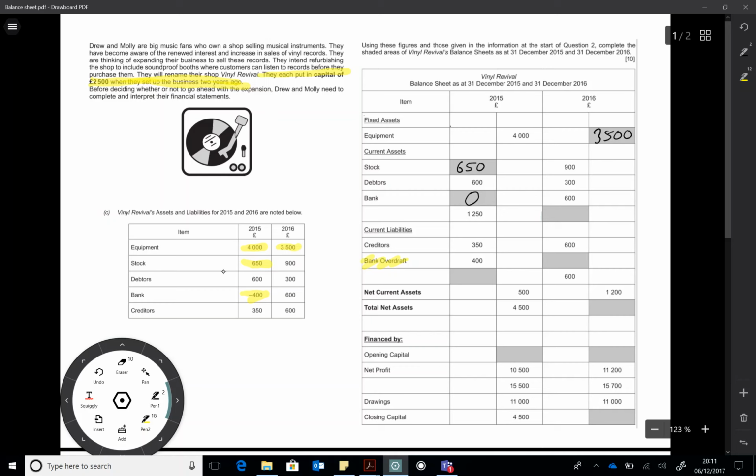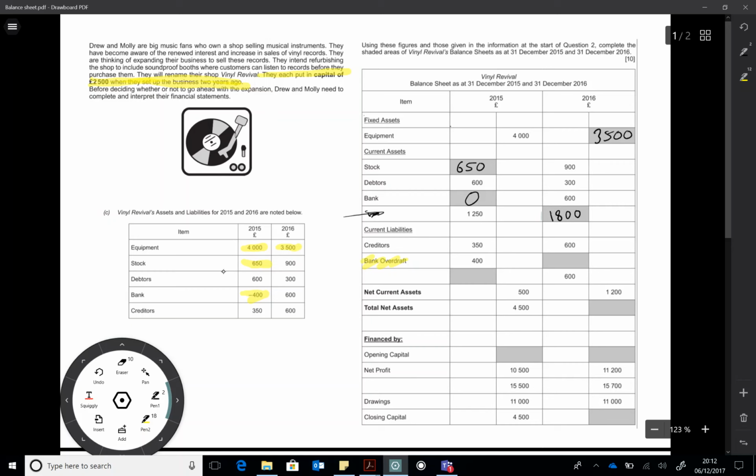Going back to our blank line, and by now we should know that our blank line means it's a total. So we can check our 2015 figure, 650 plus 600 equals 1,250. And we can add our three figures together in 2016 to give us 1,800. Again, another easy mark.